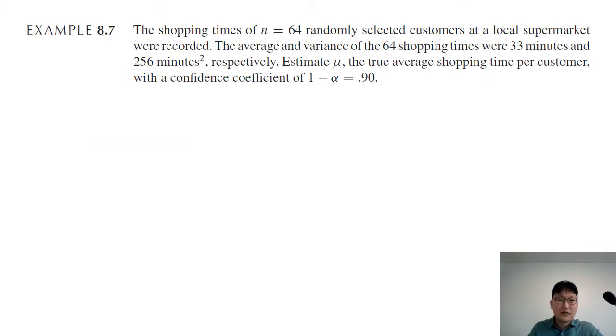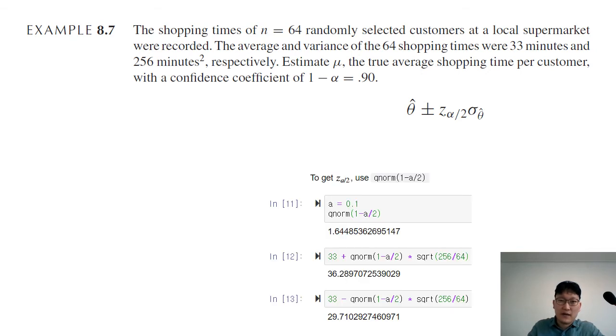Now let's try to solve example 8.7 again, as an example of how we can use R to solve this problem. The shopping times, n equals 6. I will not read the question again, so you can read the question by yourself. And as you may know, we can make a confidence interval using this formula. To use this formula inside of R, you can use the qnorm function.